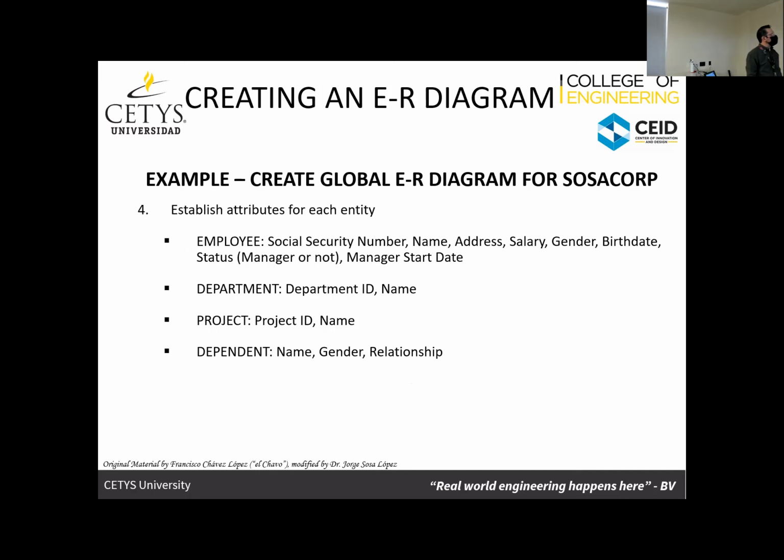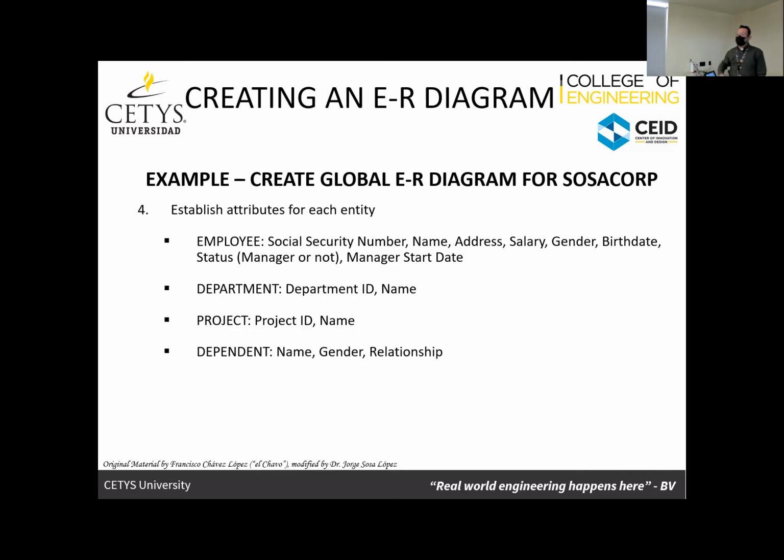An employee has a social security number, a name, an address, a salary, gender, birth date, status, whether they're a manager or not, and the start date, if they're a manager. A department has a department ID and a name. A project has a project ID and a name. We can add more stuff there if we wanted to. And a dependent has a name, a gender, and the relationship. The relationship is whether they are your children, your spouse, etc. Those are the attributes. Those are given by the problem definition.